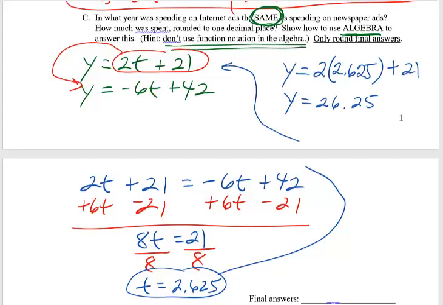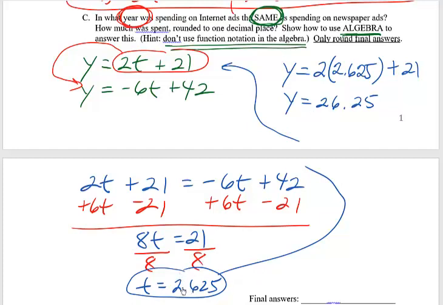Now, though, I need to think about how to give my answers. I'm not going to give an ordered pair because this is a real-life problem. I'm supposed to answer a couple of questions here. So let's go back. What did we want to know? Let's see. The first thing we wanted to know is what year the spending was the same for both. Well, I just have to think for a minute about which of my numbers has to do with years.